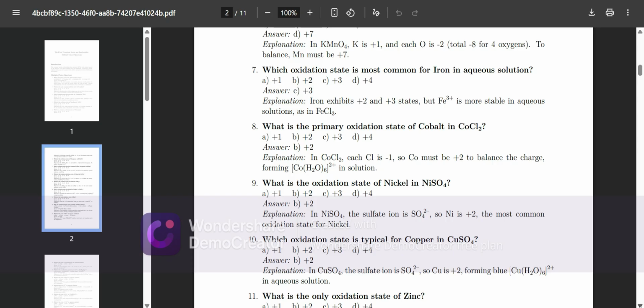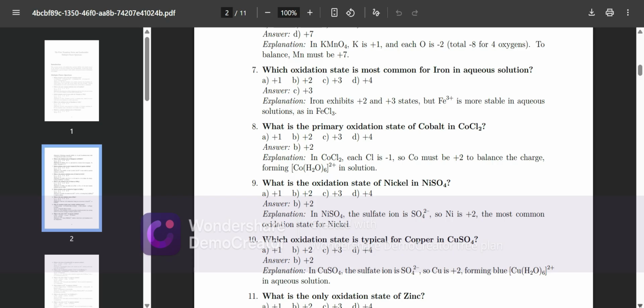Which oxidation state is most common for iron in aqueous solution? Plus 3. Iron exhibits plus 2 and plus 3 states, but Fe3+ is more stable in aqueous solution, as in FeCl3. What is the primary oxidation state of cobalt in CoCl2? Plus 2. In CoCl2, Cl is minus 1, so Co must be plus 2 to balance the charge, forming [Co(H2O)6]2+ in solution.